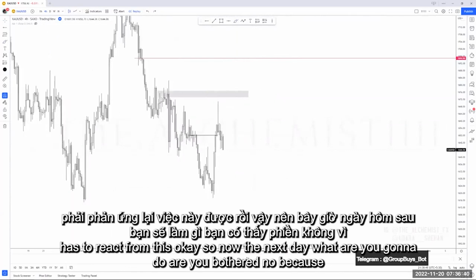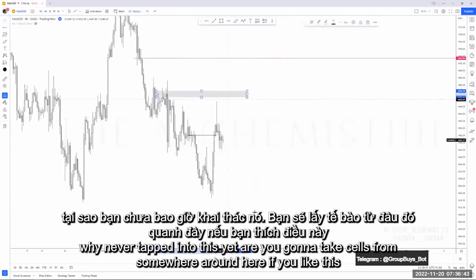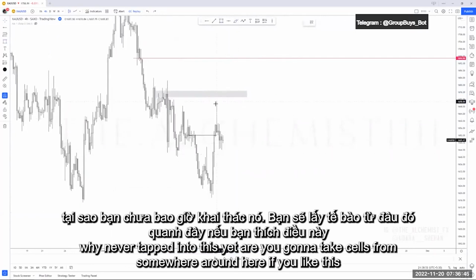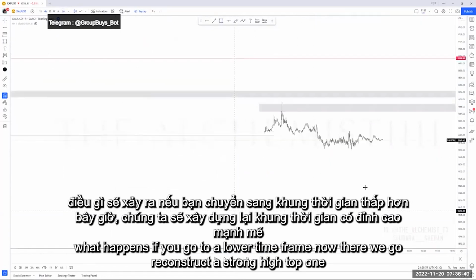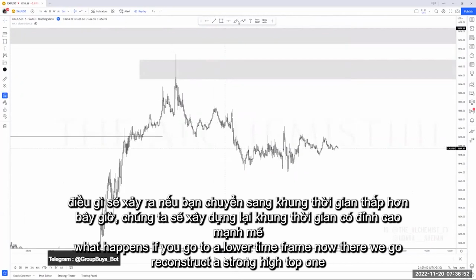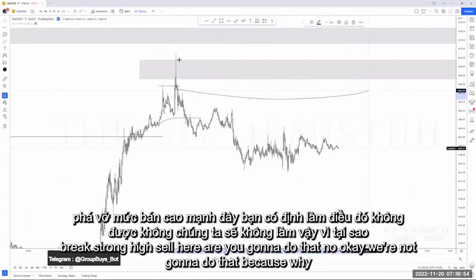Are you bothered? No. Because why? Never tapped into this yet. Are you gonna take sells from somewhere around here? This is what happens if you go to a lower time frame. There we go. Breakout structure, strong high. Top fund break, strong high, sell here.